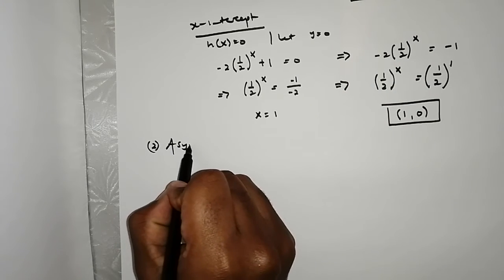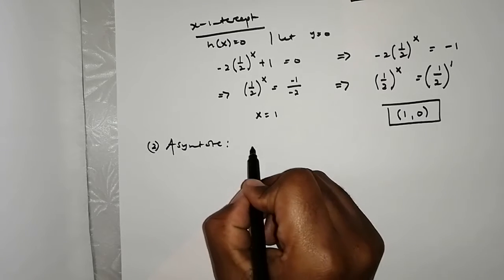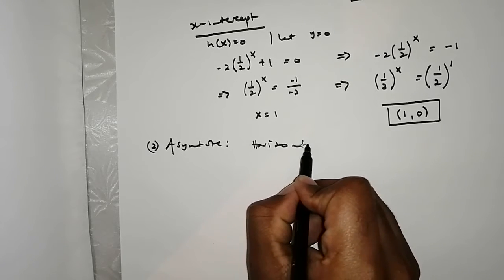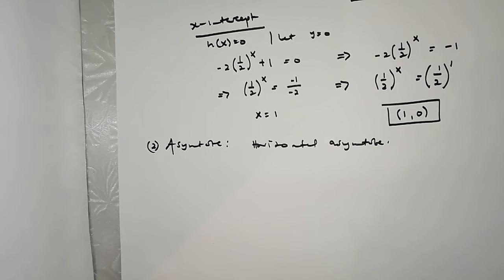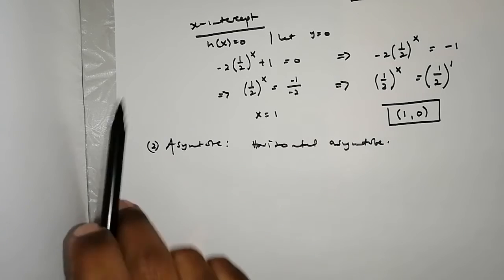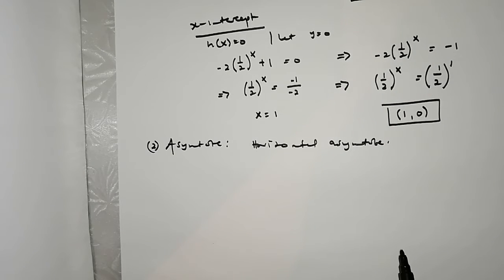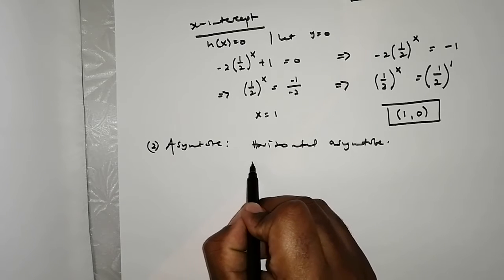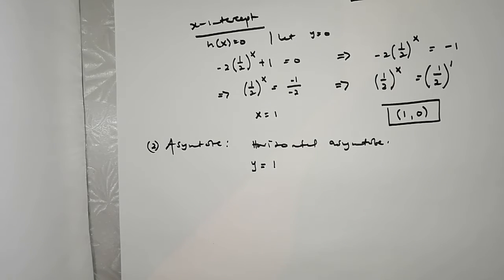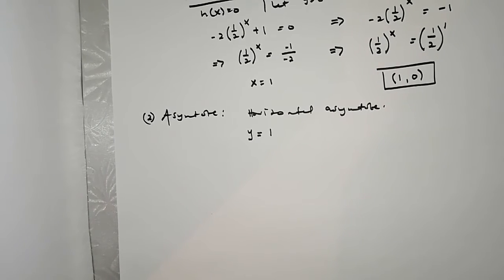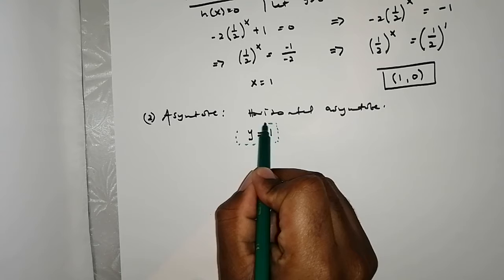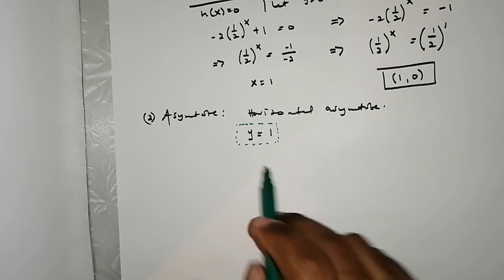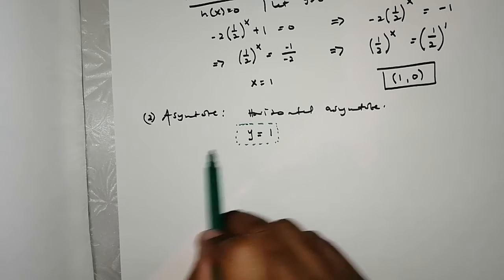Okay, let us find the asymptote. We have got a horizontal asymptote right here. The horizontal asymptote of this exponential function is y equals 1. Just for interest sake, guys, let's look at this. The function will not touch y equals 1. This is obviously a horizontal line.